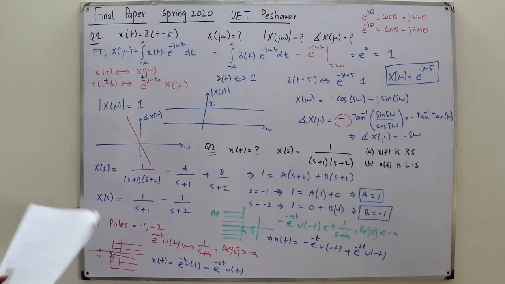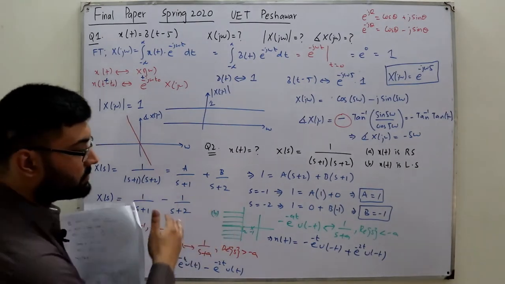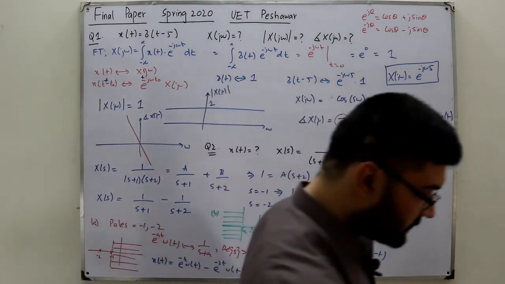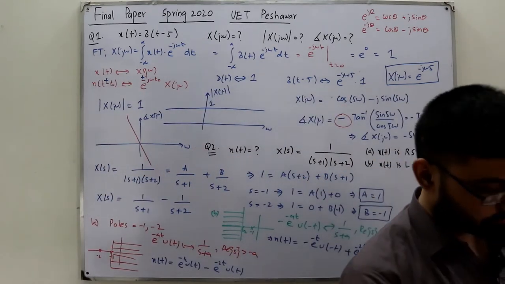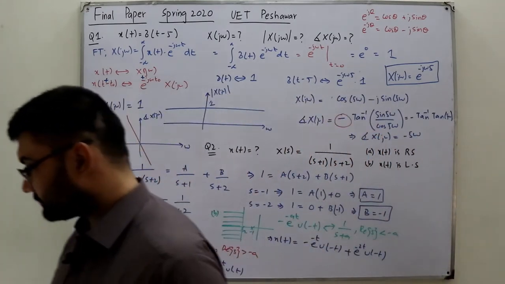Now for the left handed case, for this the ROC would be less than minus 1, for this the ROC would be less than minus 2. The overall ROC would be to the left side of minus 2. Is that clear? It is.